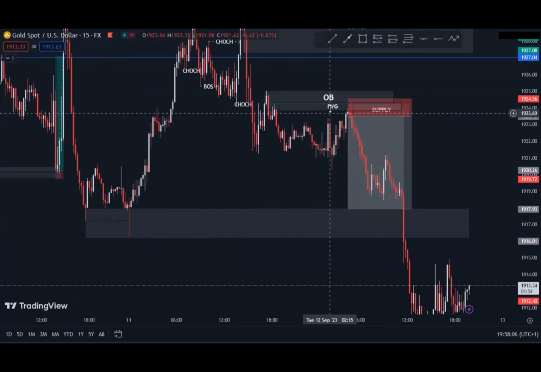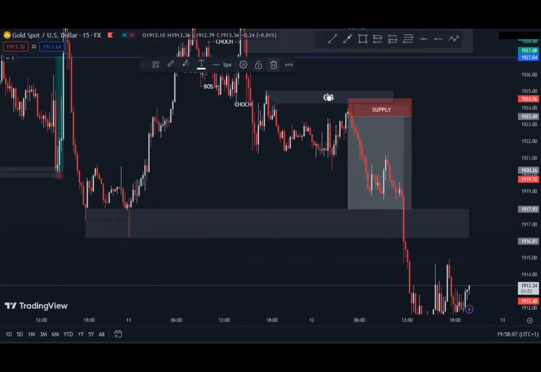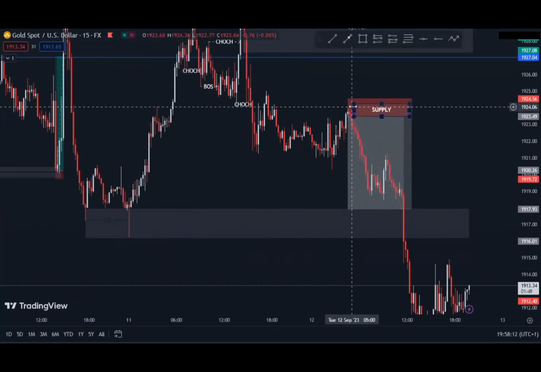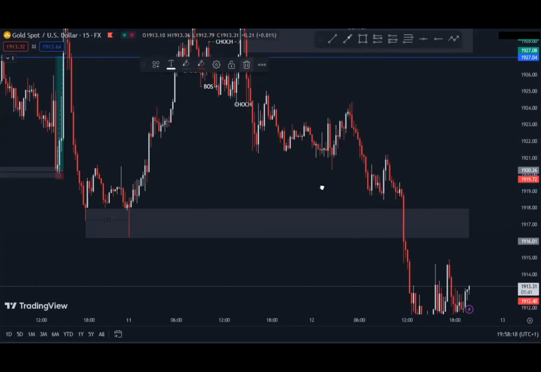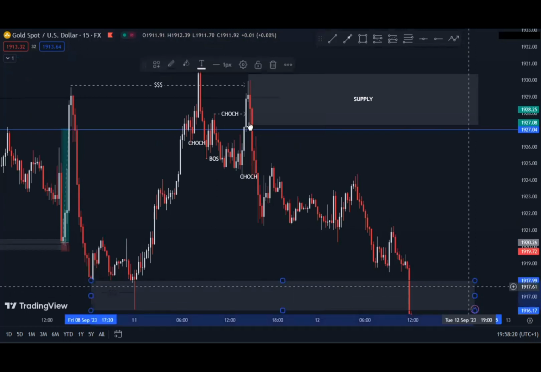So okay, this was when I was testing for order block and fair value gaps and the rest. So this was the current supply zone. Let me clear the charts and I'll take you guys through the whole run through and the rest.